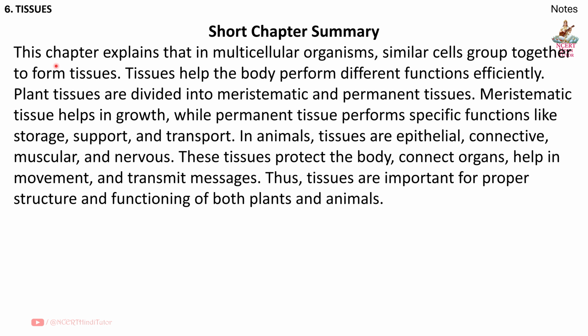Short chapter summary. This chapter explains that in multicellular organisms, similar cells group together to form tissues. Tissues help the body perform different functions efficiently. Plant tissues are divided into meristematic and permanent tissues. Meristematic tissue helps in growth, while permanent tissue performs specific functions like storage, support, and transport. In animals, tissues are epithelial, connective, muscular, and nervous. These tissues protect the body, connect organs, help in movement, and transmit messages. Thus, tissues are important for proper structure and functioning of both plants and animals.